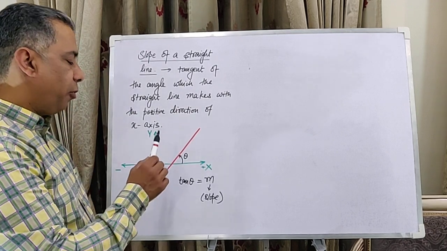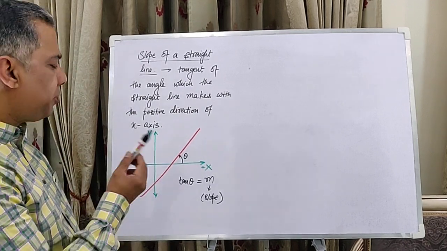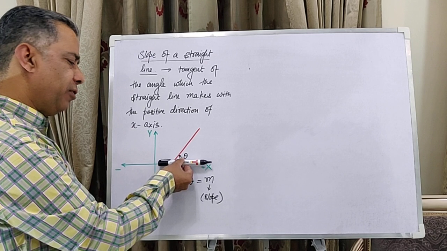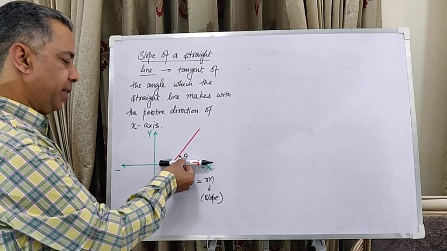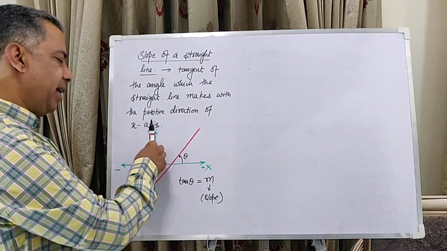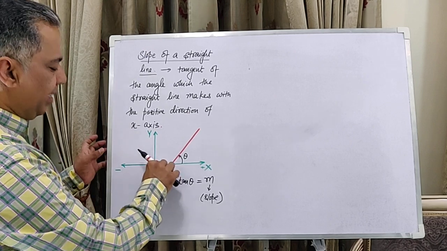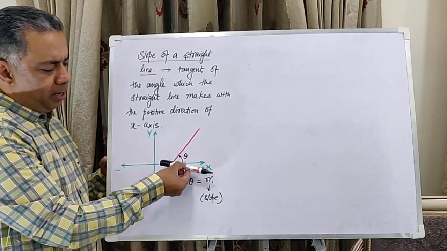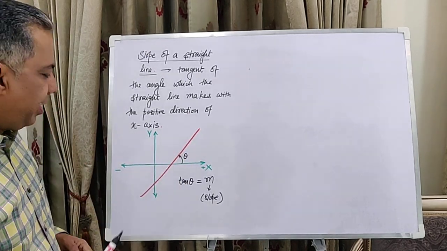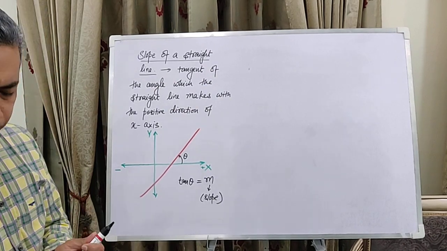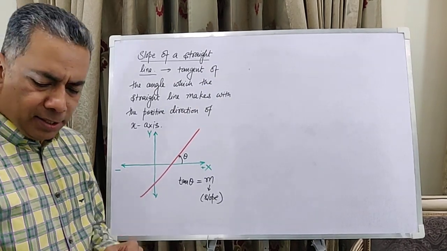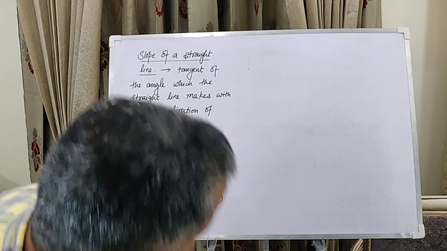Now for measuring slope, we measure angles from the positive direction of the x-axis, and the moment the angle exceeds 90 degrees, the angle would then be measured as clockwise, as I will just illustrate in the next example. Let's take this one up.